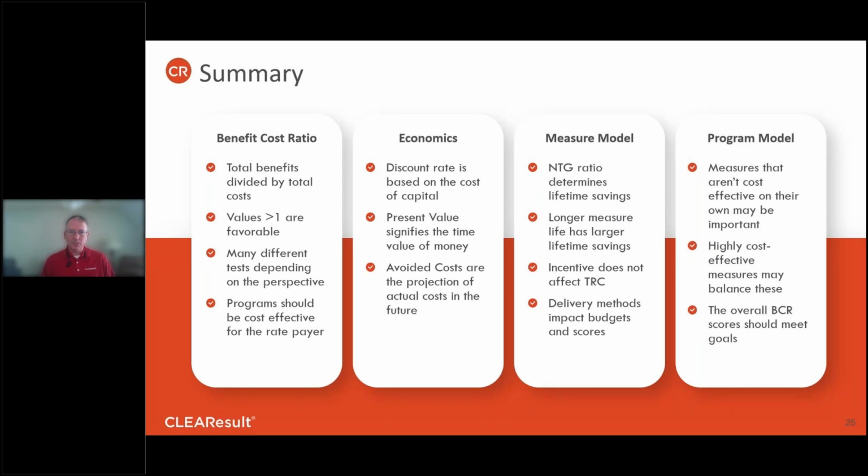In the measure model, we mentioned net to gross, and that as net to gross ratios are higher, that's obviously better for cost effectiveness. Longer measure lives have larger lifetime savings. I think that's just something that's obvious. I don't think I mentioned that during the slide, but if we do measures that have very short estimated useful lives, then it's hard to get a high cost effectiveness score.